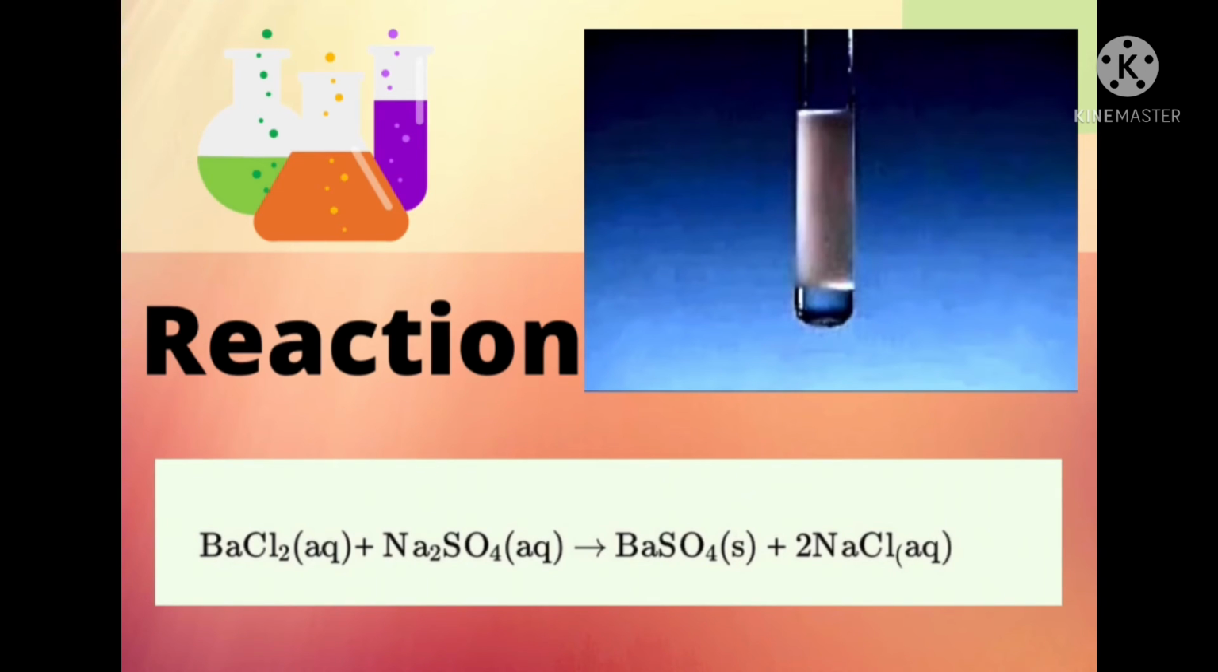In this reaction, you observe that sodium, which is more reactive, displaces barium from the barium chloride solution to form sodium chloride, while barium attaches itself to the sulfate ions to form barium sulfate precipitate, which is white in color. In this reaction, you observe there is an exchange of ions between the reactants to form the products.